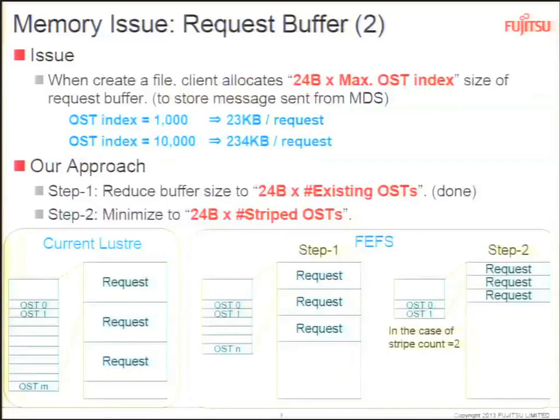The next one is the same kind of issue. When we create a file, the client allocates 24 bytes times the max number of OS indexes for the size of the request buffer. For 10,000 OS indexes, it is 234 kilobytes per request. So our approach was to reduce it: not the max number of OST indexes, but we use the existing number of OSTs, and also the number of striped OSTs must be reduced.